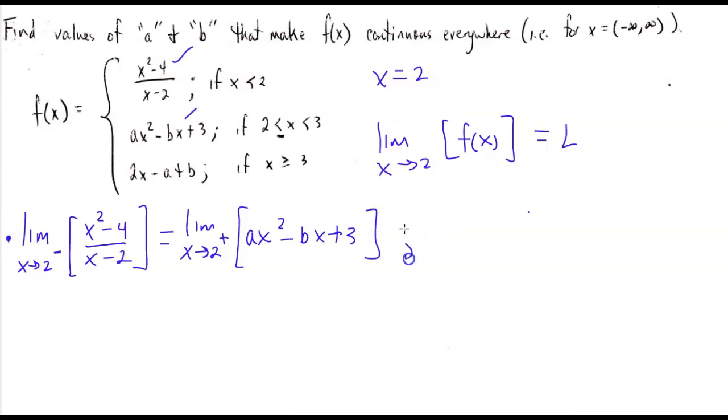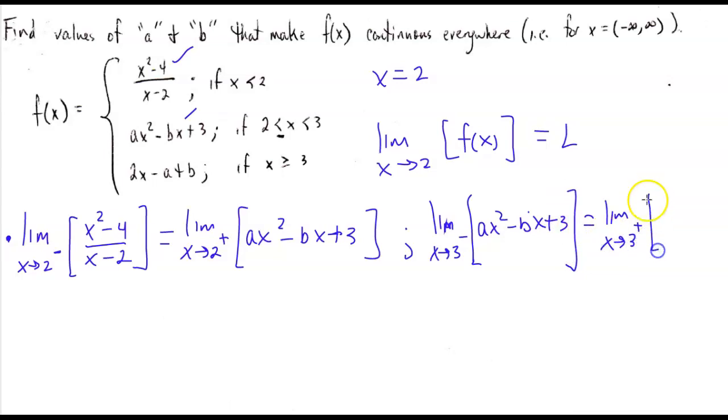The other condition that we have is at x equals 3, we have a trade-off in what the function acts like again. So here we would have to say the limit as x approaches 3 from the left of this quadratic function is going to have to be equal to the limit as x approaches 3 from the right of our linear function here. Okay. So what we have to do is figure out what these two conditions are going to have to end up being.